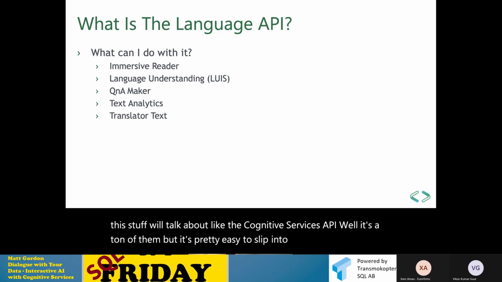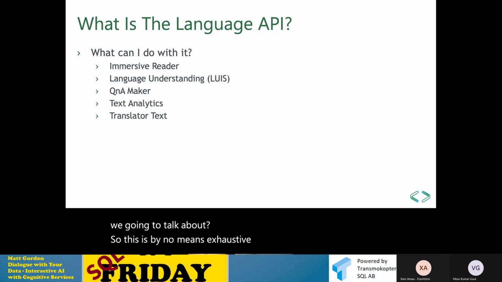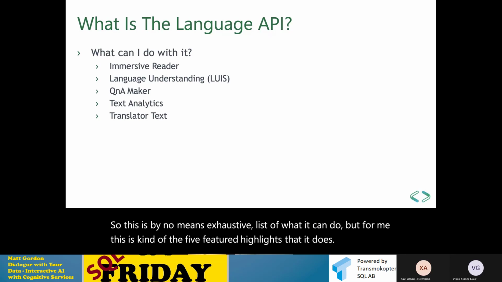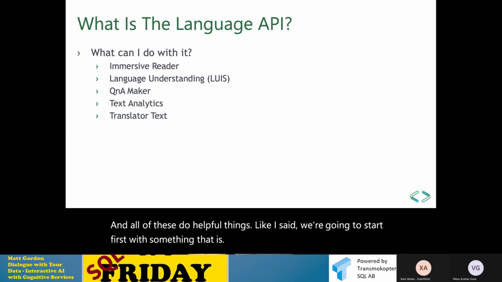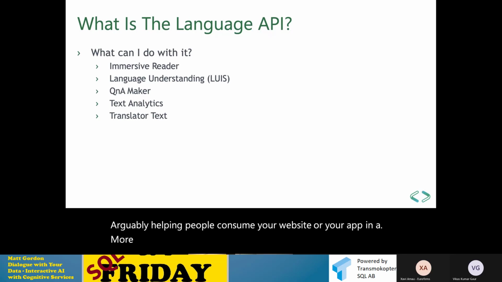So what are we going to talk about? This is by no means an exhaustive list of what it can do, but for me, these are the 5 featured highlights. And all of these do helpful things. Like I said, we're going to start first with something that is arguably helping people consume your website or your app in a more inclusive way.